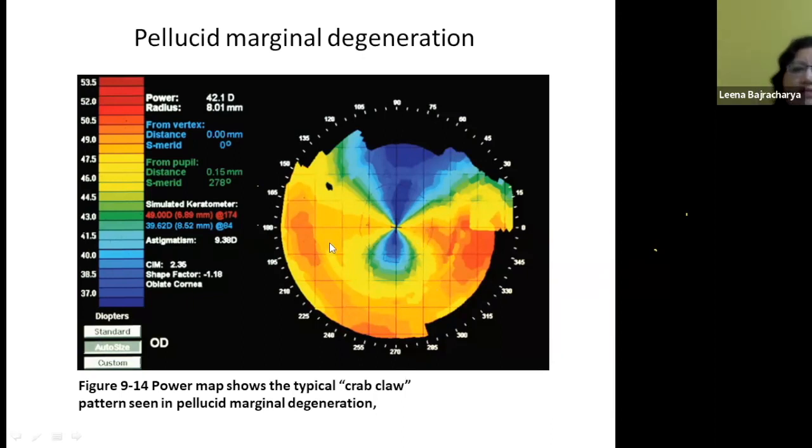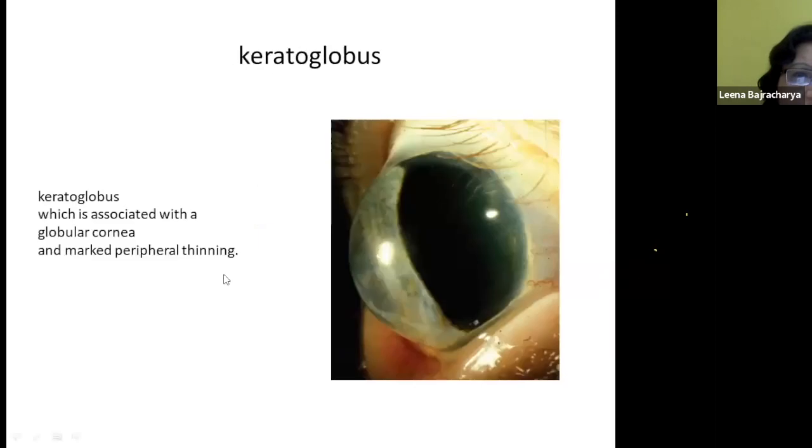Sometimes the topography may mimic both keratoconus as well as pellucid marginal degeneration. It may be difficult to distinguish. So keratoglobus has the worst prognosis of the three. It occurs at an even younger age than keratoconus.